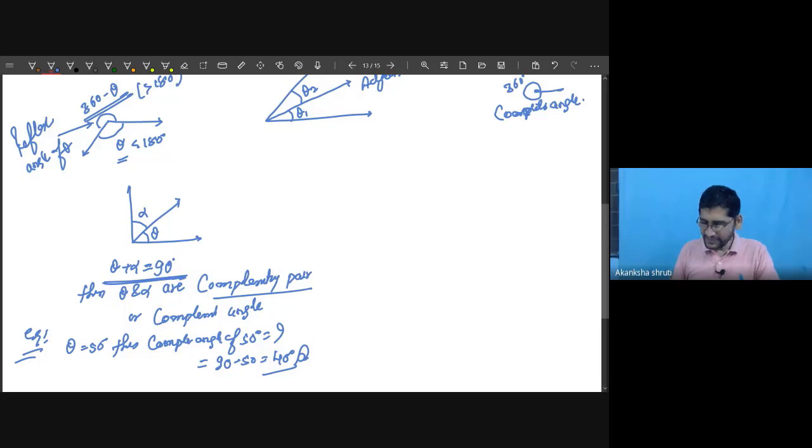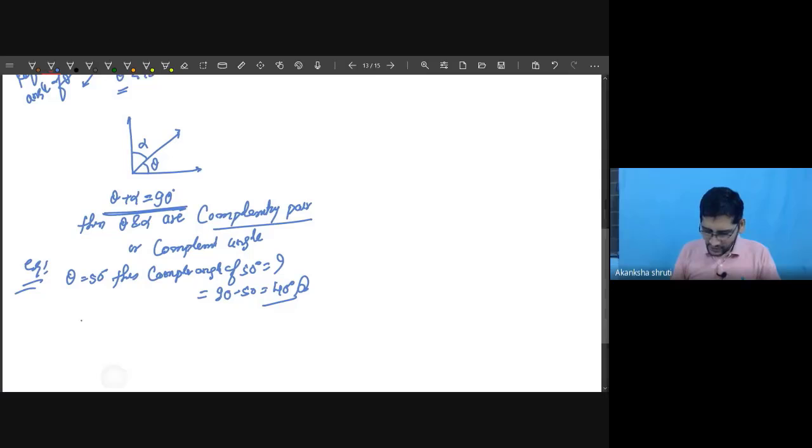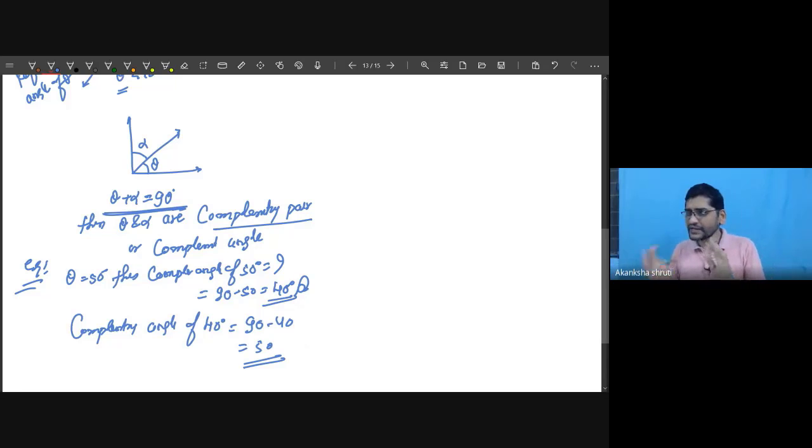So this way, complementary pair. So these are in pair. Even if we want to calculate the complementary angle of 40 degrees, what will it be? 90 minus 40, what will come? 50 degrees. Therefore, we are getting that these two, theta and alpha, are complementary to each other.